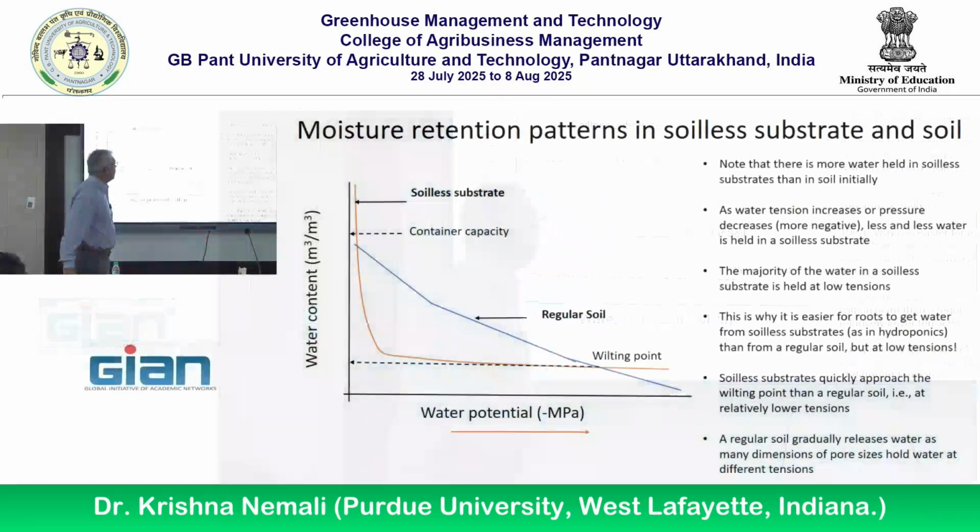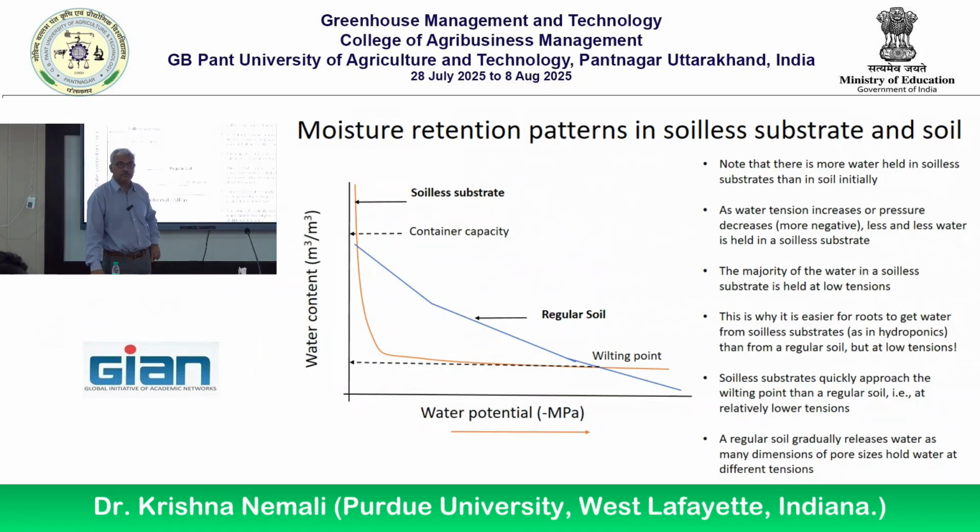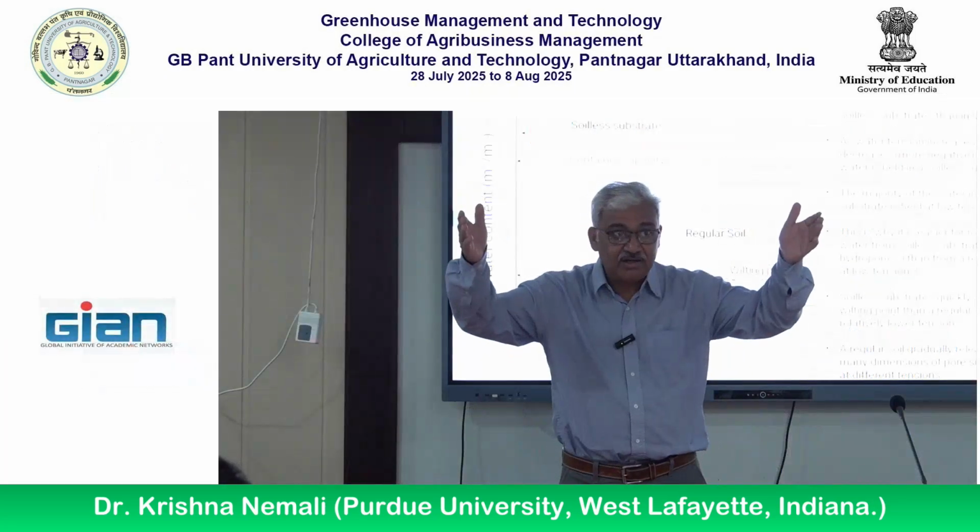Here is a graph, and in this graph, I'm comparing a soilless substrate with a regular soil. What am I doing here? I'm trying to understand, let's say you have a pot with soilless substrate and a pot with regular soil. You add the same amount of water, and I'm trying to understand how that water depletes over time. Will the plants take water rapidly in one versus the other? How is that rate of dry down happening?